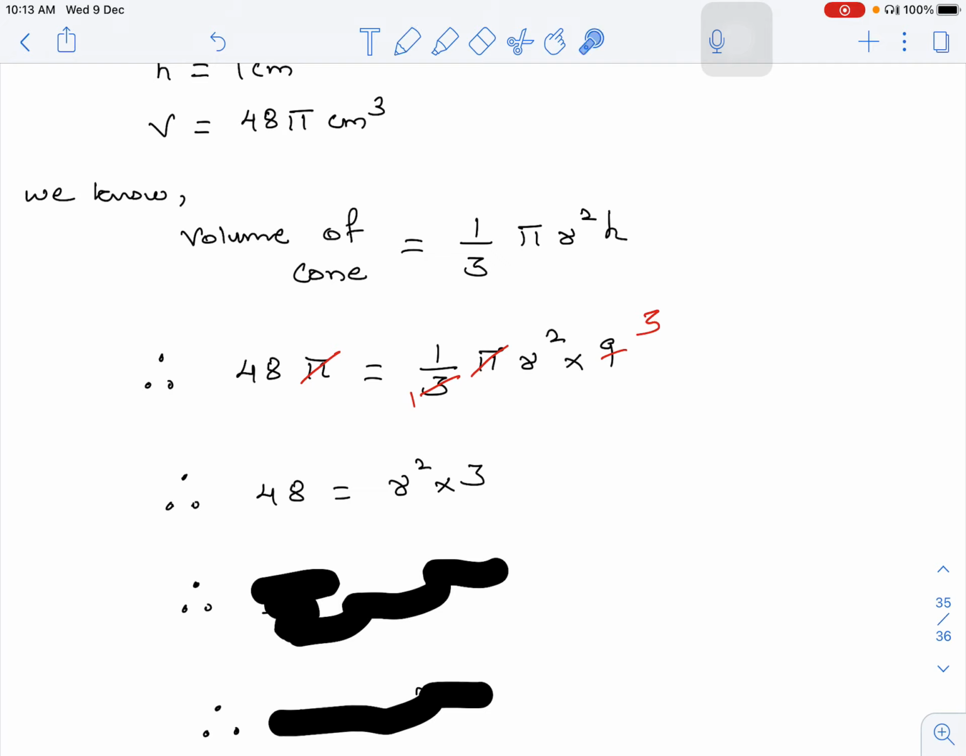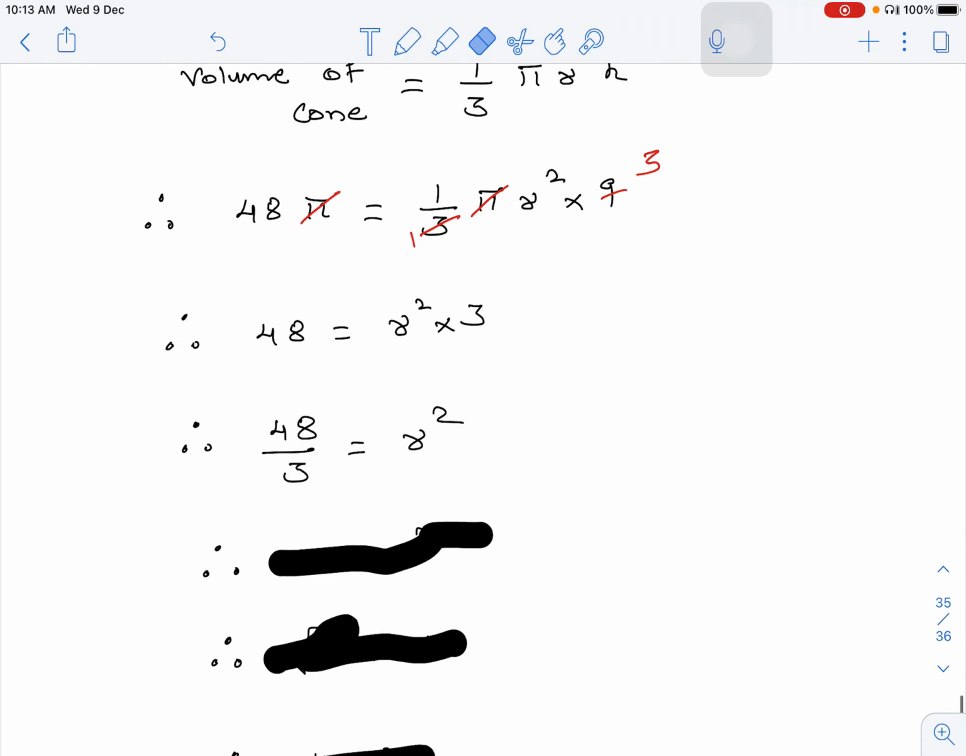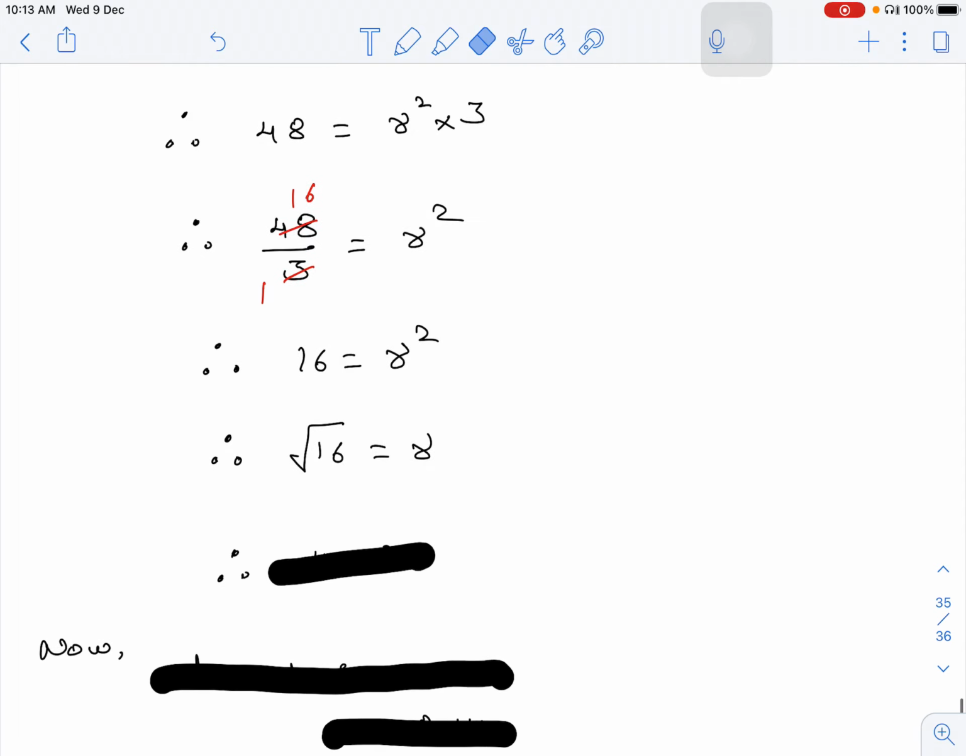So what do we get? 48 equals r square into 3. Now in the next step this 3 will divide over here. So we will get 48 upon 3 equals r square. Now 3 sixteens are 48. So in the next step we will get 16 equals r square. Therefore r equals root 16, r equals 4 centimeter.